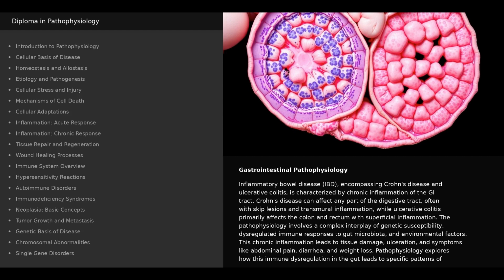The pathophysiology involves a complex interplay of genetic susceptibility, dysregulated immune responses to gut microbiota, and environmental factors. This chronic inflammation leads to tissue damage, ulceration, and symptoms like abdominal pain, diarrhea, and weight loss. Pathophysiology explores how this immune dysregulation in the gut leads to specific patterns of inflammation and tissue destruction, guiding therapeutic strategies.